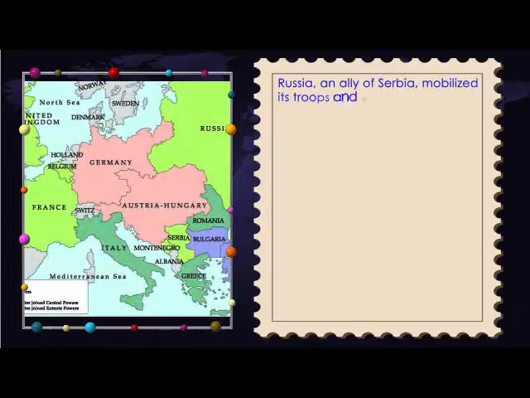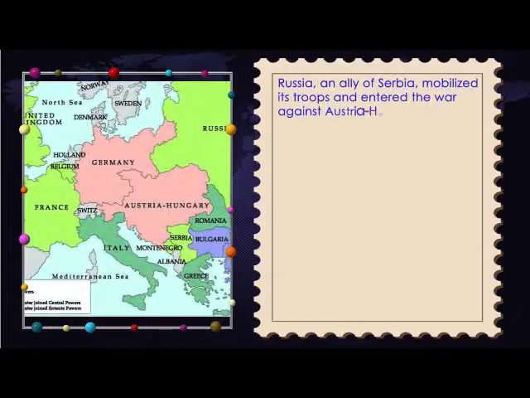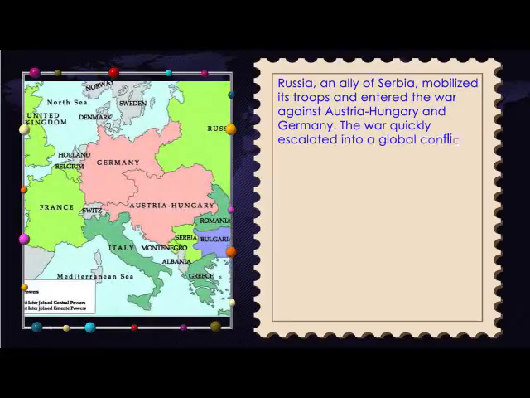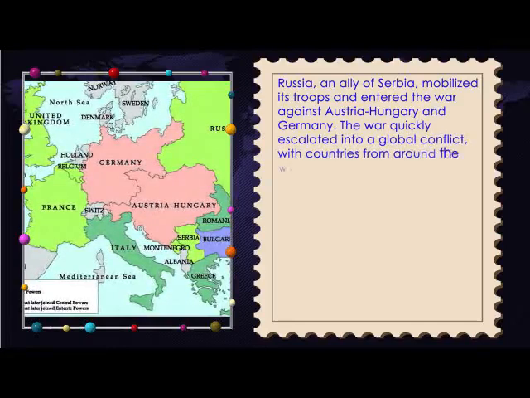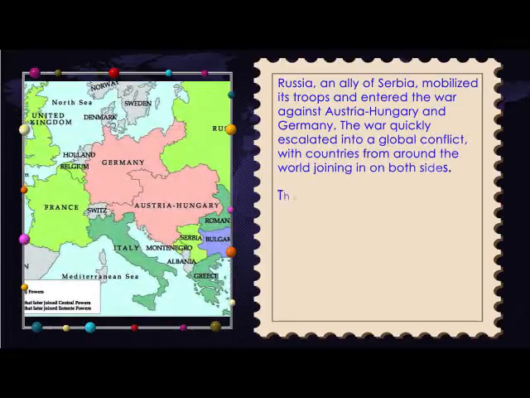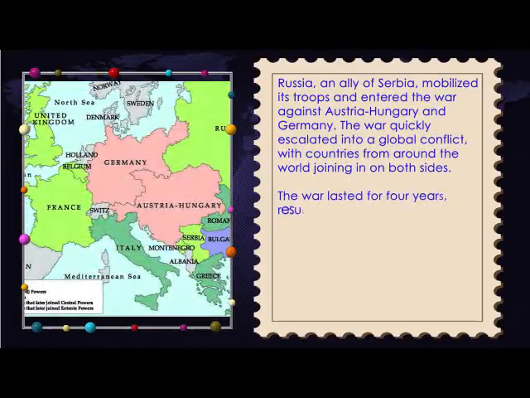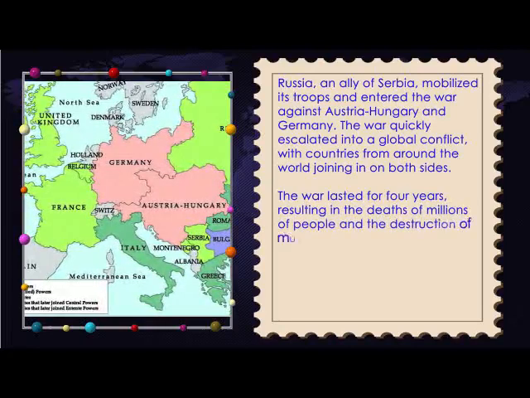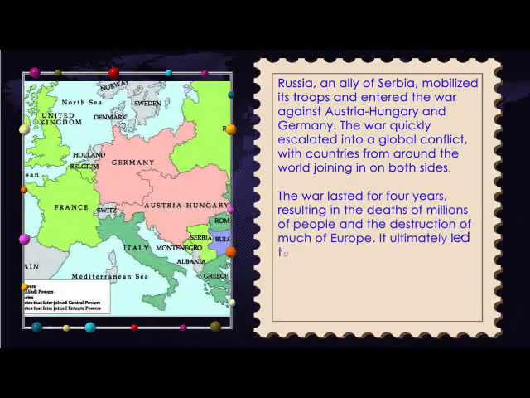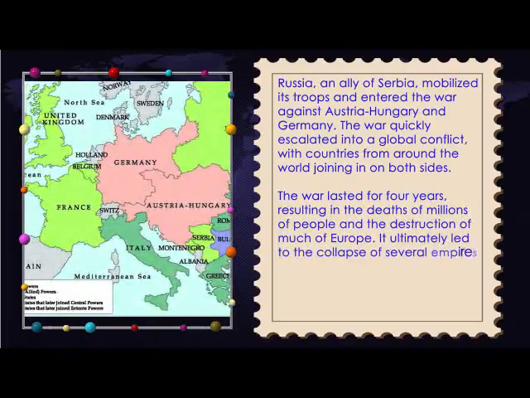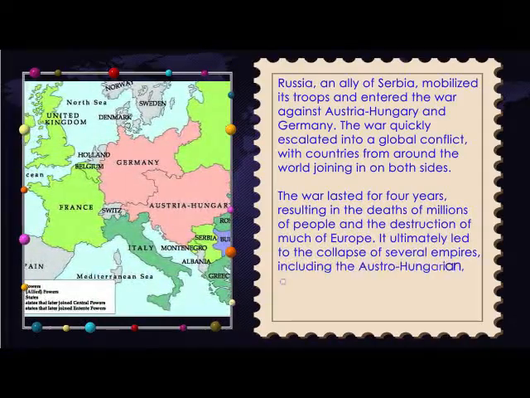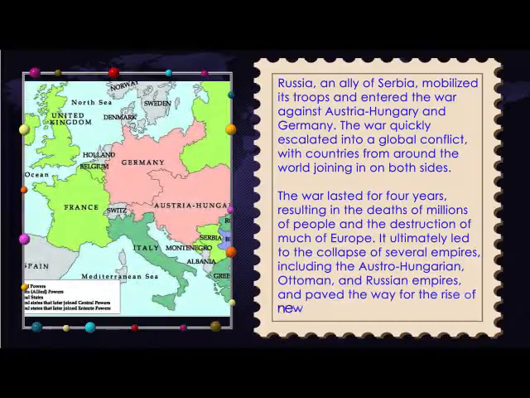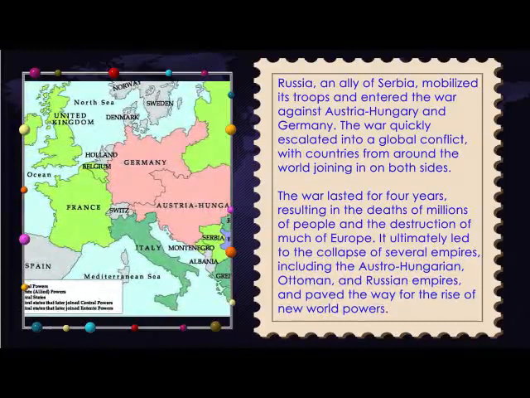Russia, an ally of Serbia, mobilized its troops and entered the war against Austria-Hungary and Germany. The war quickly escalated into a global conflict, with countries from around the world joining in on both sides. The war lasted for 4 years, resulting in the deaths of millions of people and the destruction of much of Europe. It ultimately led to the collapse of several empires, including the Austro-Hungarian, Ottoman, and Russian empires, and paved the way for the rise of new world powers.